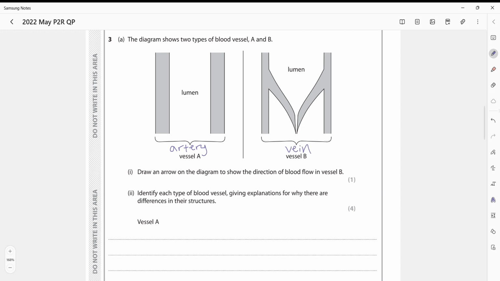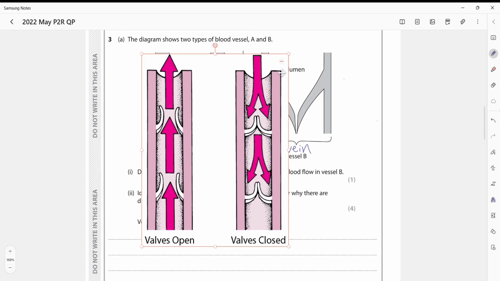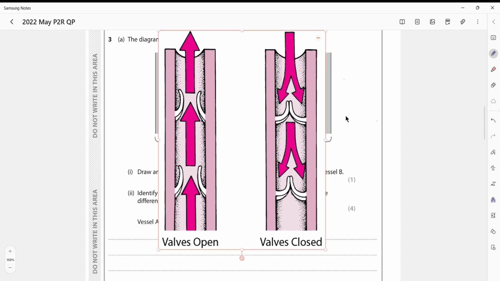The reason why we know blood vessel B is a vein is because of this valve. So valves prevent the backflow of blood. Actually, before we continue, let me include a little diagram here to show you how a valve works. So here we have the valves of a vein. These are the valves, right? As blood is pushed forward, it flows through, but then blood can't flow backwards because the valves would then close. So it's like a one-way door, essentially.